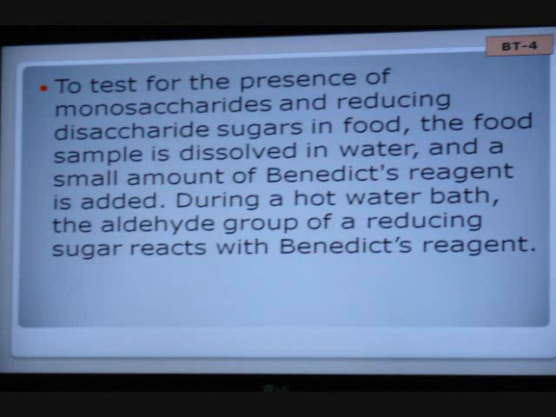Now, the aldehyde group is what's going to do the reacting. If the sugar has that group, I'm going to show it to you in a minute. All it is is a carbon and a hydrogen and a double bond to an oxygen. That's all there is. But that's what Benedict's finds. If that makeup is there, the group, and it looks like, are y'all ready?